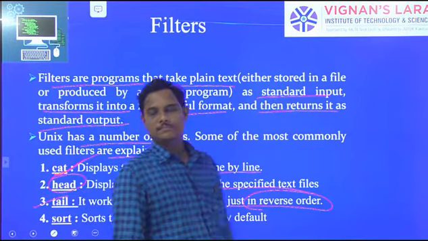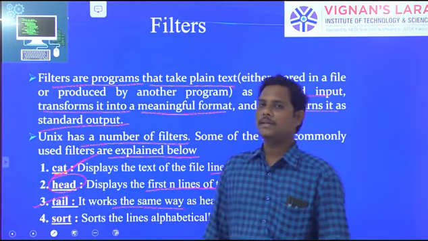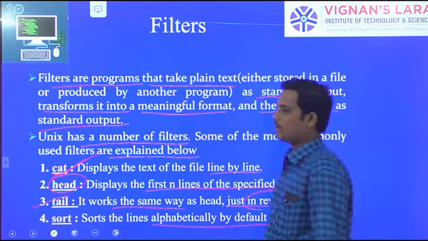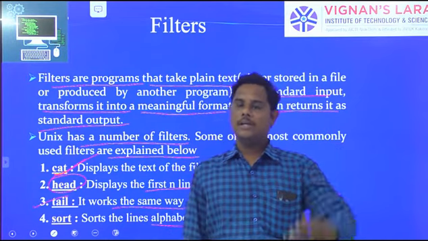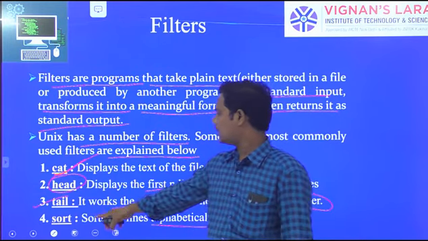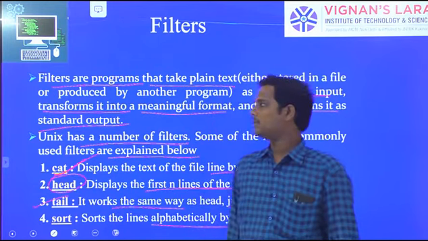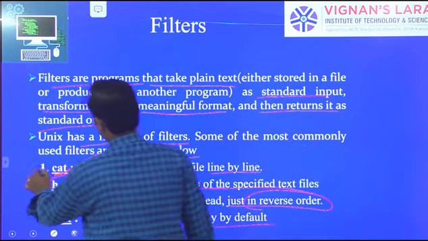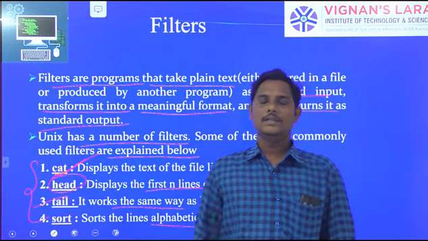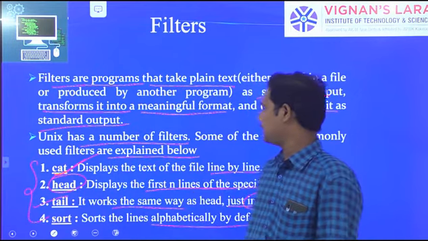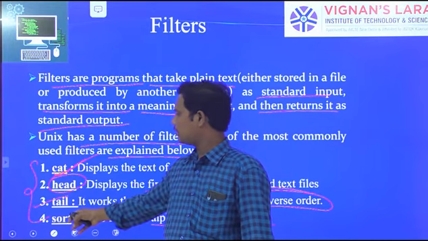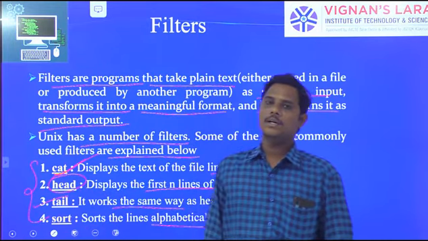Next is the sort command. It sorts in alphabetical order, and numbers are also sorted in order. It is also called a filter command. So these are the filter commands. Some other filter commands I told you already. These commands are already completed. These two we will discuss later. This one is also completed, and this one is also completed.